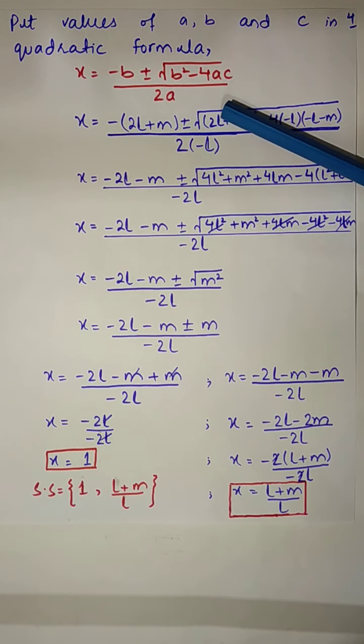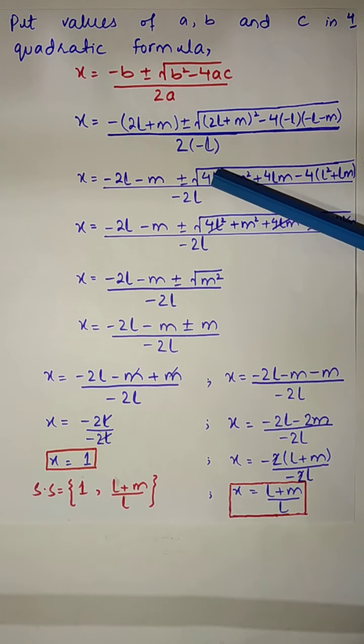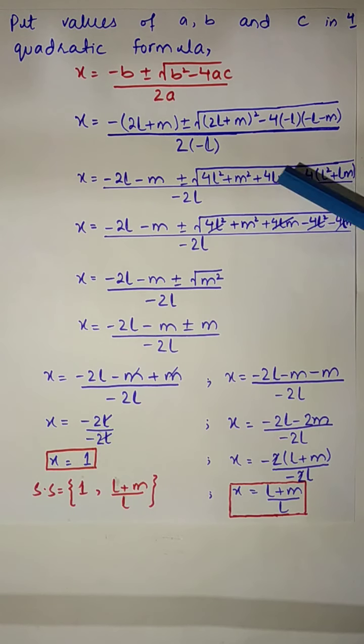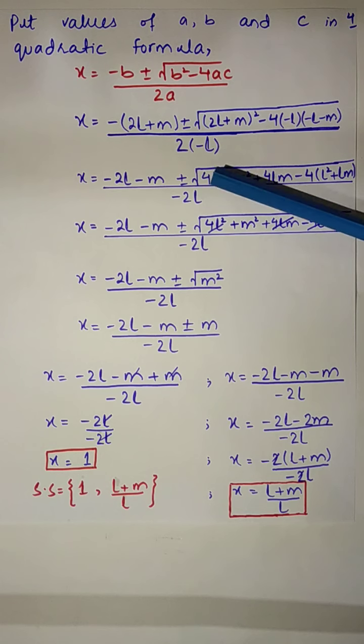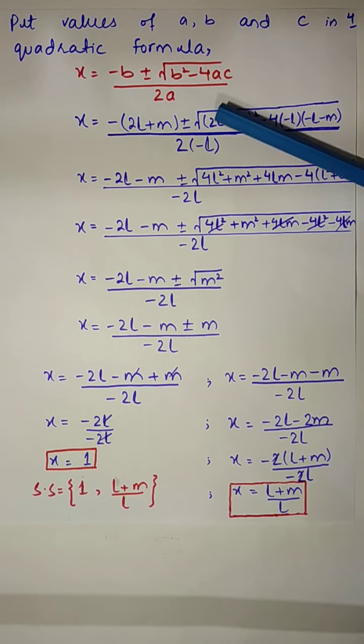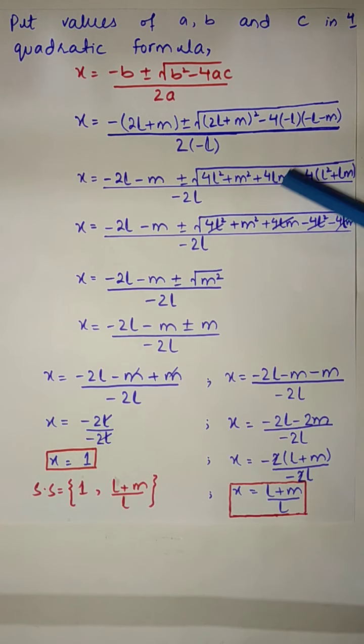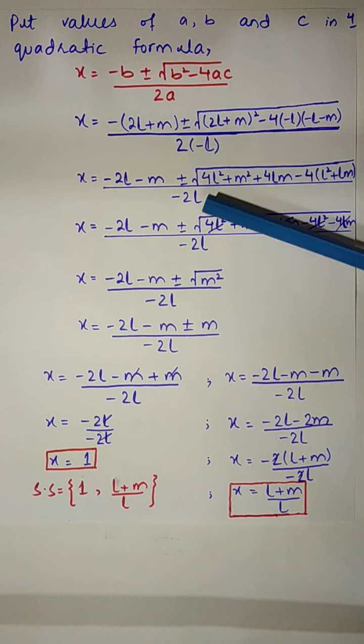Now we have to apply the formula (a plus b) whole square, that is a square plus b square plus 2ab. So we will write a square, that is (2L) square, which becomes 4L square, b square, M square, and 2ab, it means 2 into 2 is 4, 4LM. So I have written this directly. Minus is here, and minus minus plus L square, and minus minus plus LM, divided by minus 2L.